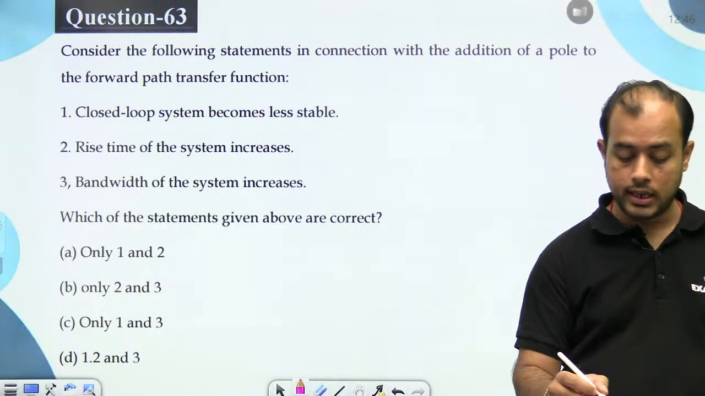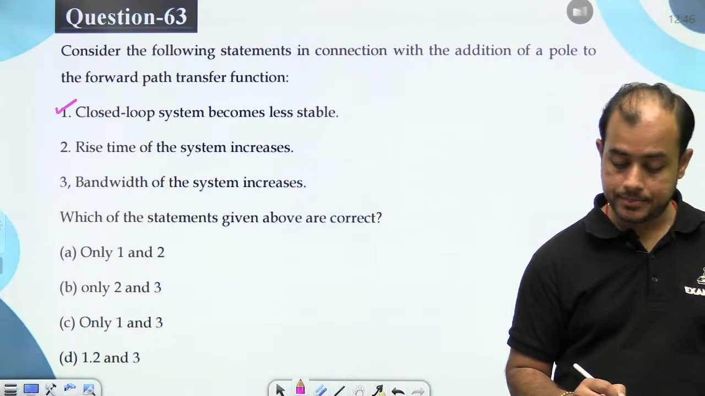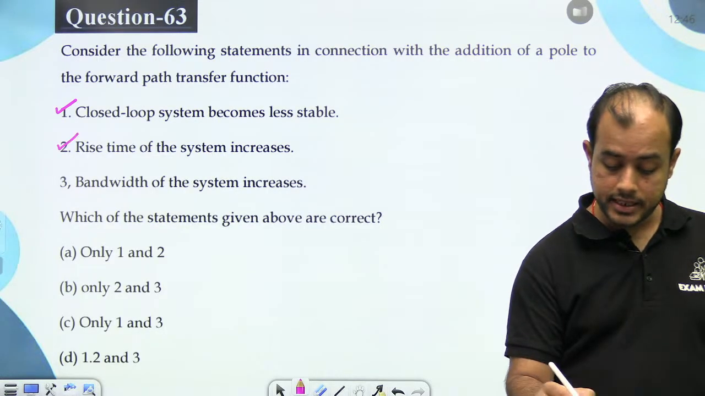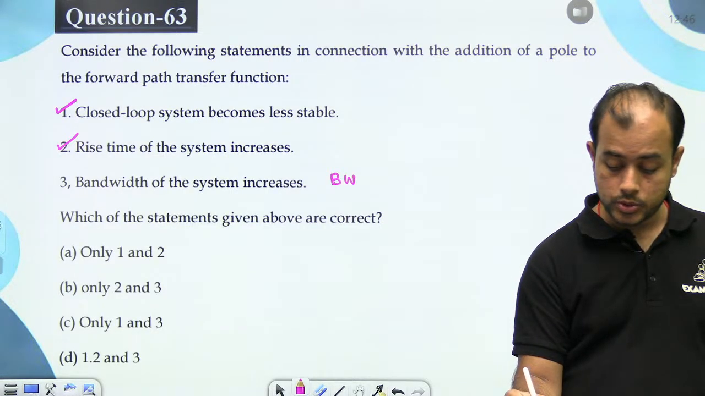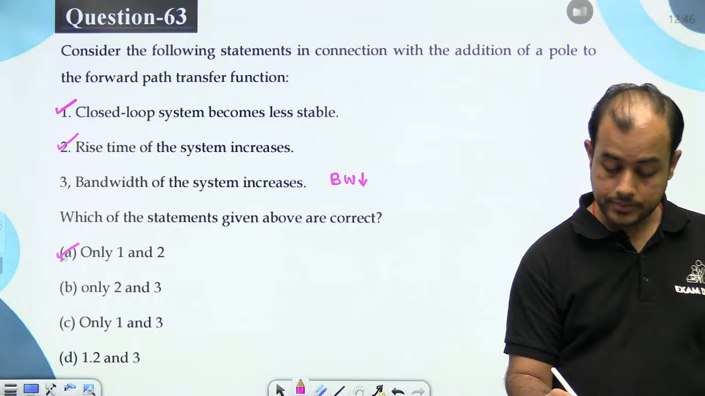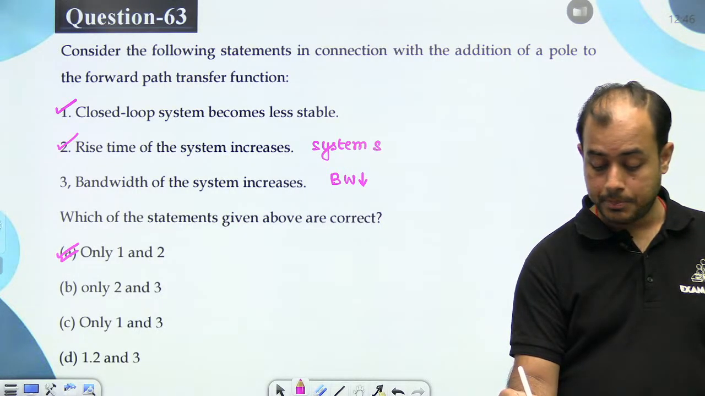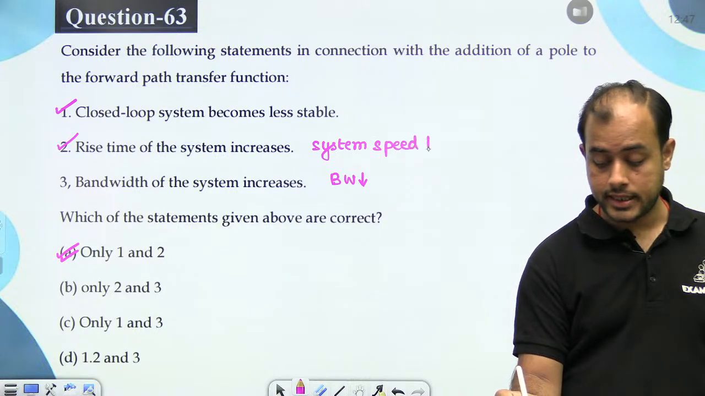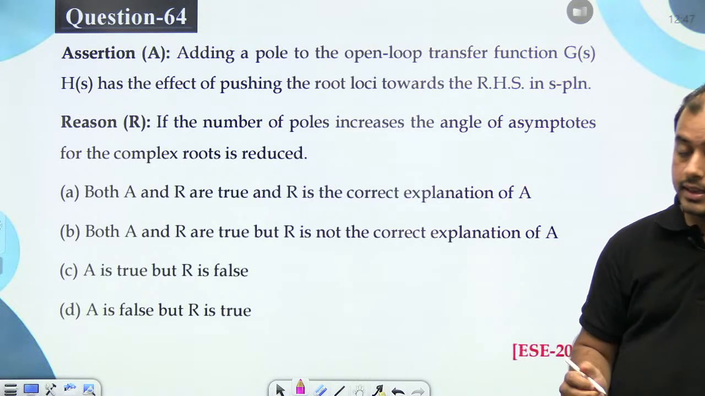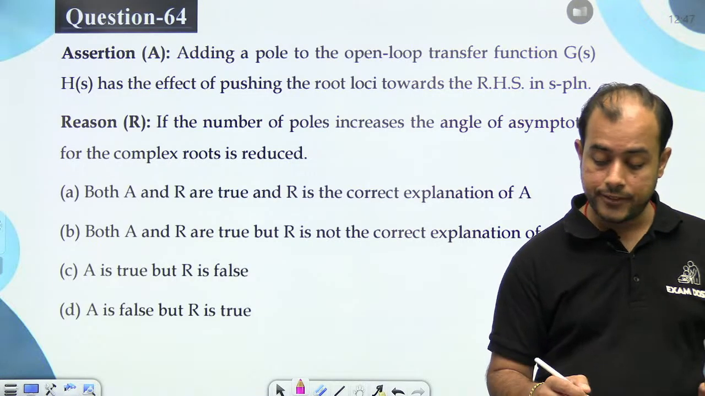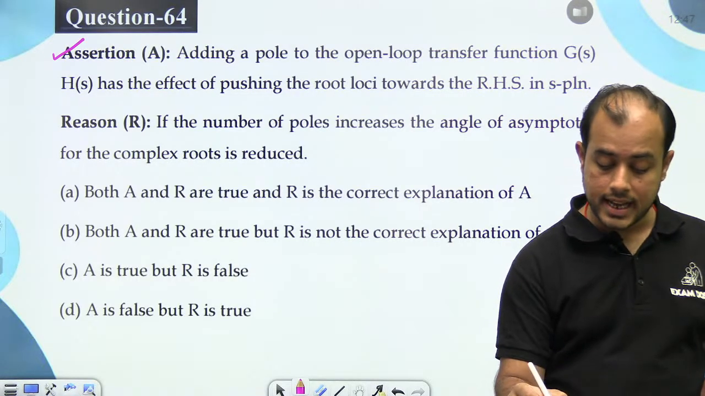Addition of a pole reduces stability. Okay, reduces stability. Rise time increases, bandwidth reduces. सिस्टम स्पीड रिड्यूसेस। जब भी आप पोल ऐड करते हो ना तो स्पीड घटती है. ESE 2007 addition of a pole shifts the root locus to the right. Yes.